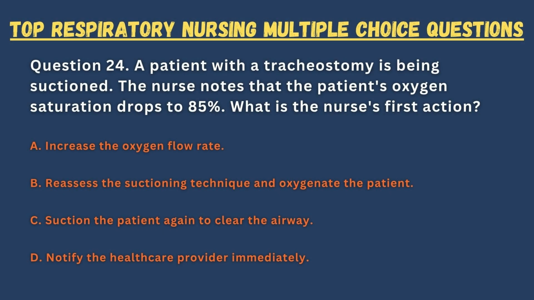Question 24. A patient with a tracheostomy is being suctioned. The nurse notes that the patient's oxygen saturation drops to 85%. What is the nurse's first action? A. Increase the oxygen flow rate. B. Reassess the suctioning technique and oxygenate the patient. C. Suction the patient again to clear the airway. D. Notify the healthcare provider immediately.